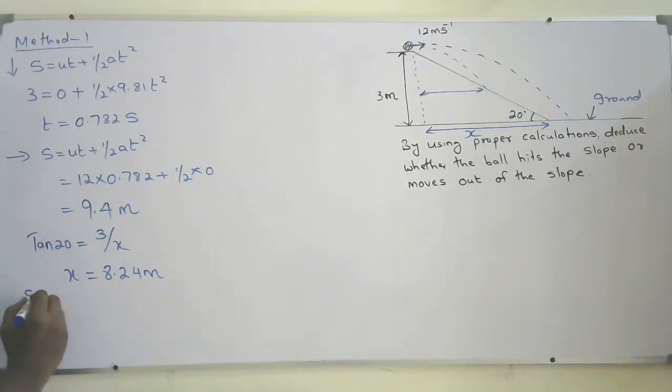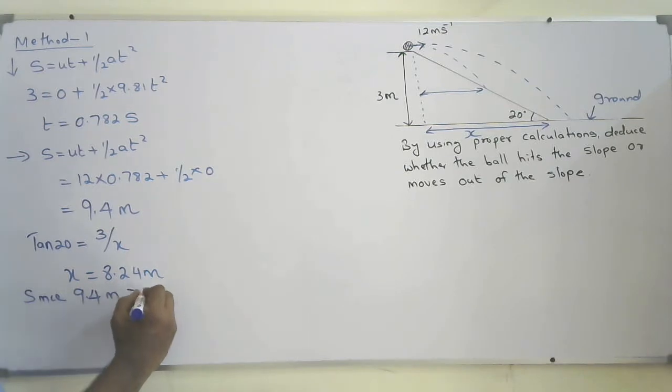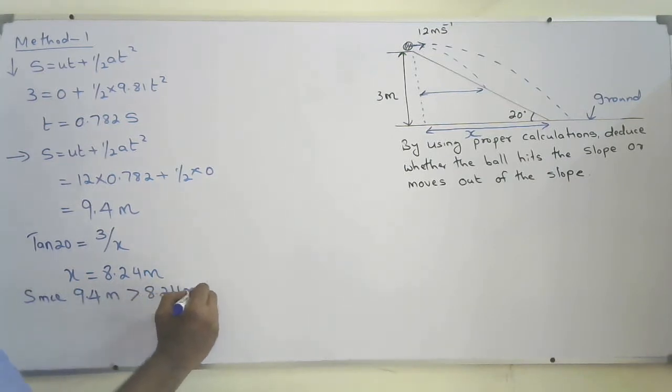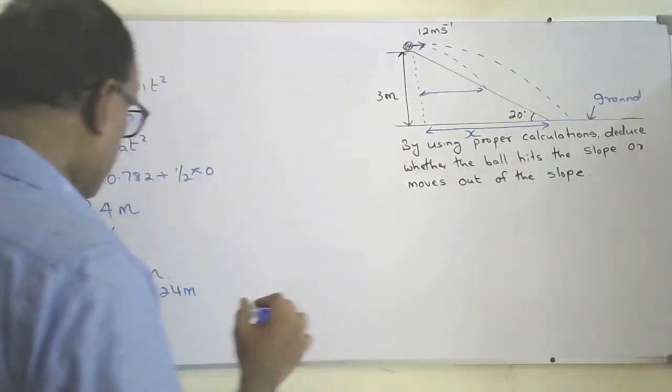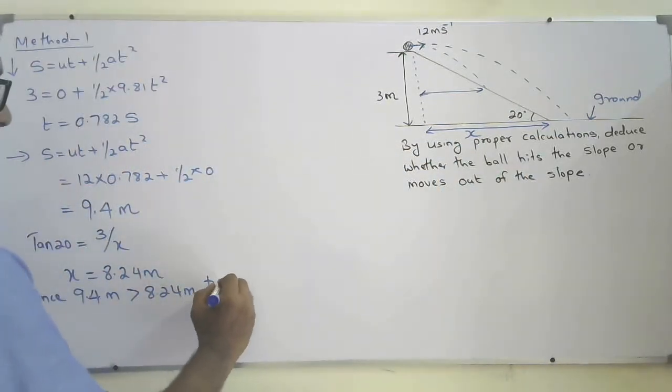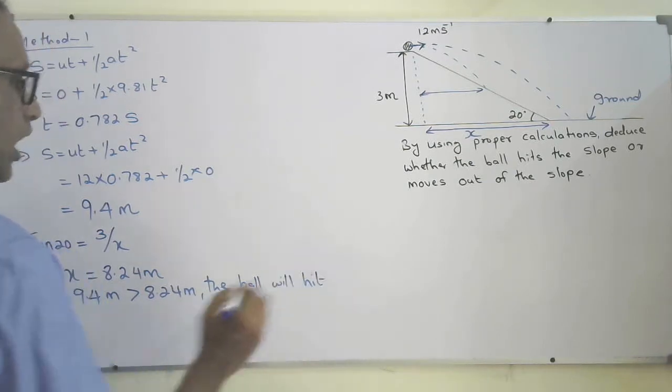So I can say since 9.4 meters is greater than 8.24 meters, 8.24 is the length of the base of the slope, the ball will hit out of the slope.